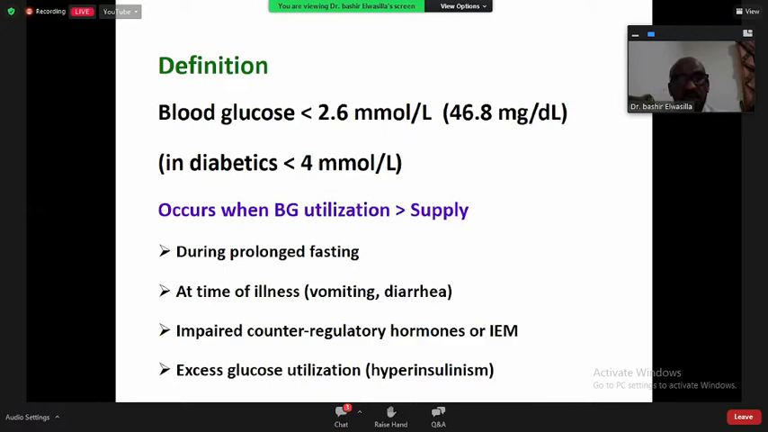Hypoglycemia occurs when blood glucose utilization exceeds the supply. That will mainly be seen during prolonged fasting and at the time of illness like vomiting and diarrhea, and with impaired counter-regulatory hormones or inborn errors of metabolism. It will also be seen in excess glucose utilization, like in hyperinsulinism.